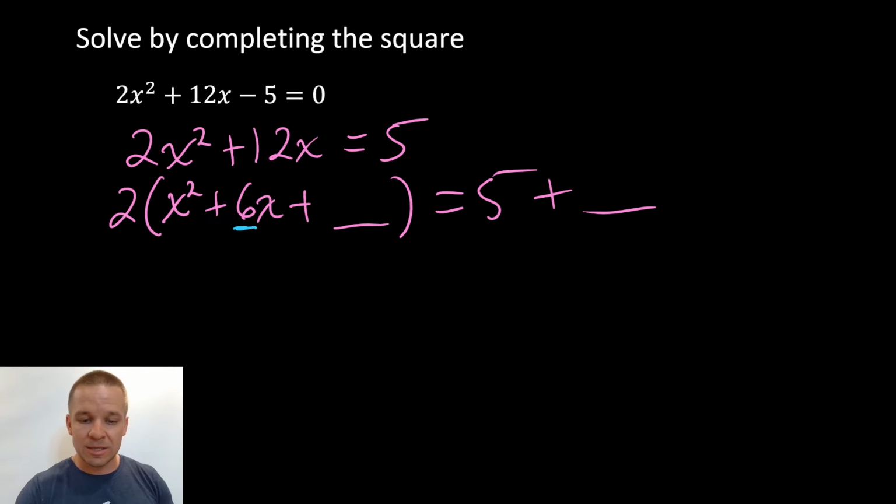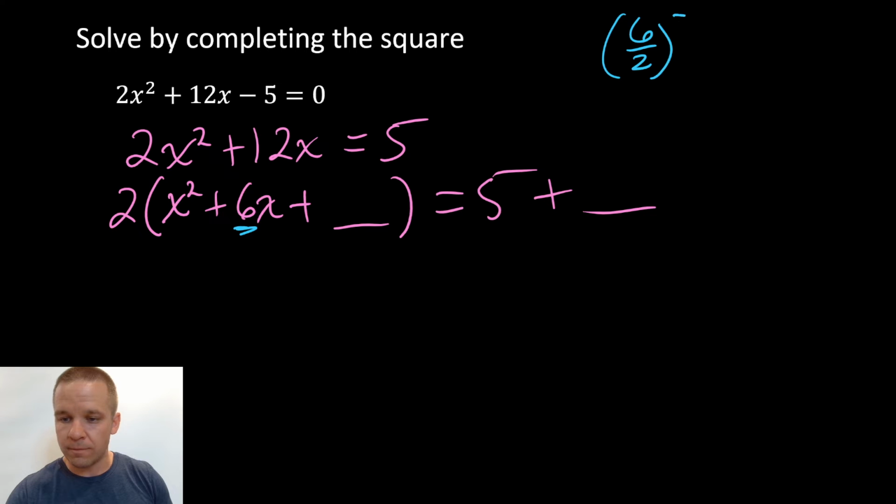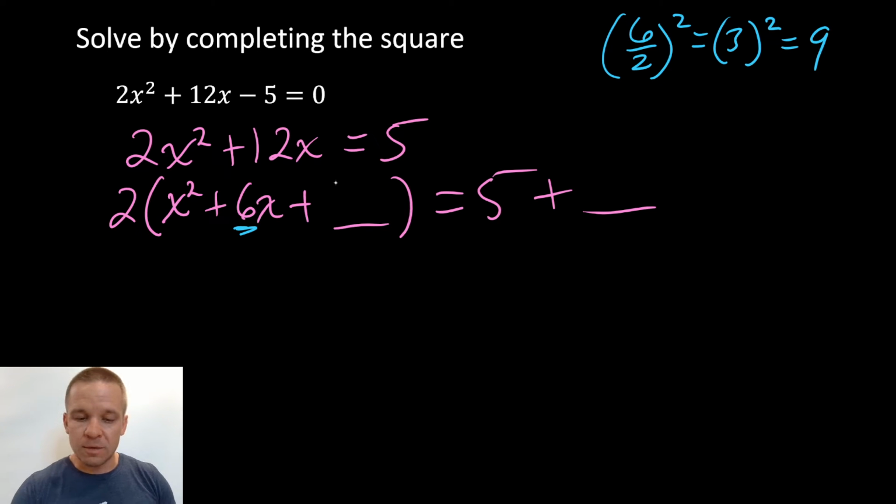I've got to take this b value right there, that's 6, right? Divide that by 2 and square it. So that's going to be 3 squared, which equals 9. So I'm going to add 9 here, but what am I really adding to that left-hand side? I'm adding 2 times 9, which is 18.